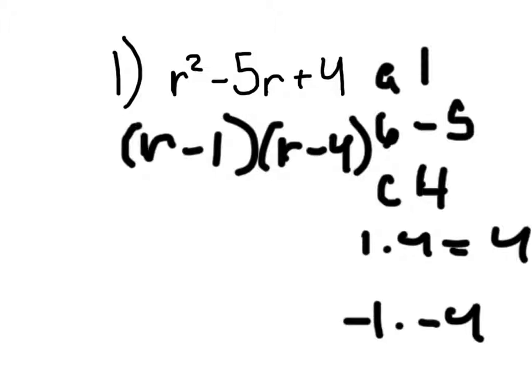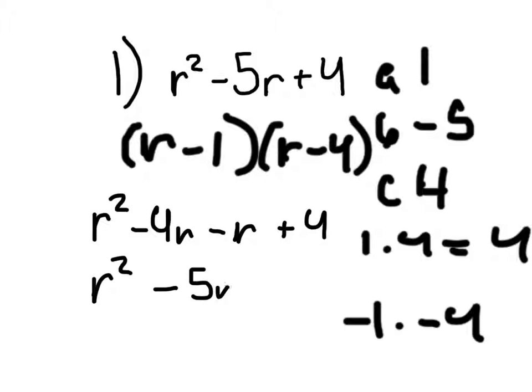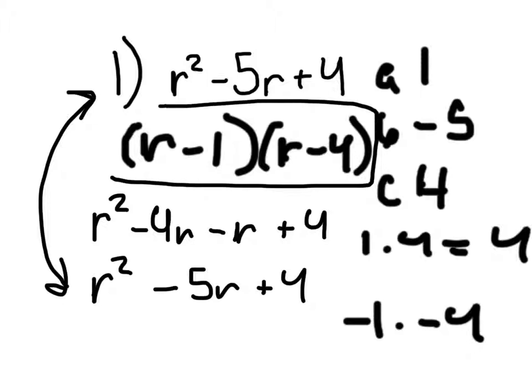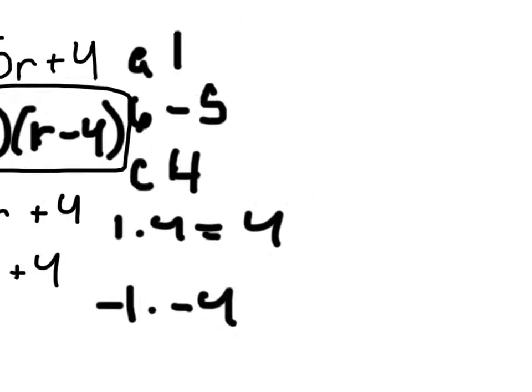And what we're going to do is we multiply the first, which is r times r, which gives you r squared. Then you do outer, so r times negative 4, so negative 4r, then inner, so that would be negative 1 times r, which you can just put negative r, and last, negative 1 times negative 4, which is positive 4. So now you're just going to add things that are similar. So you put r squared minus 5r plus 4. And if you look, you can see that this is equal to that, which means this right here is right. So that's how you know that you're correct in your work.